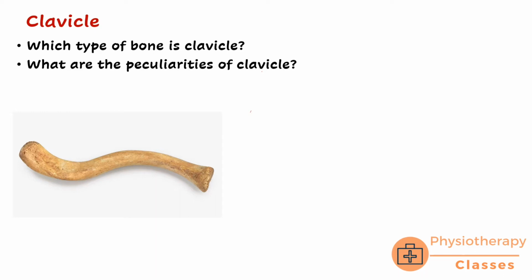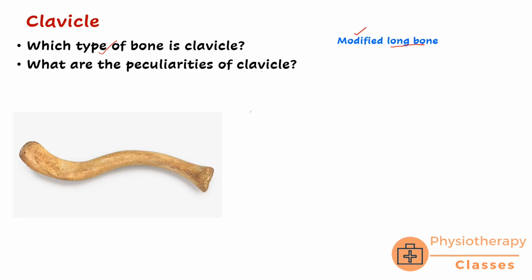Okay, so when you pick up the clavicle during Viva Voce examination, the first question often asked is which type of bone is clavicle? The answer is it is a modified long bone. Why do we say that it is a long bone? Because it is involved in weight transmission. All long bones are involved in weight transmission. Why do we call it modified? Because it does not have a medullary cavity.